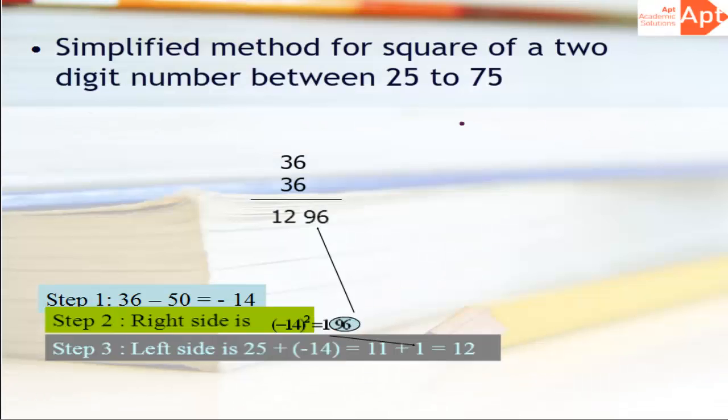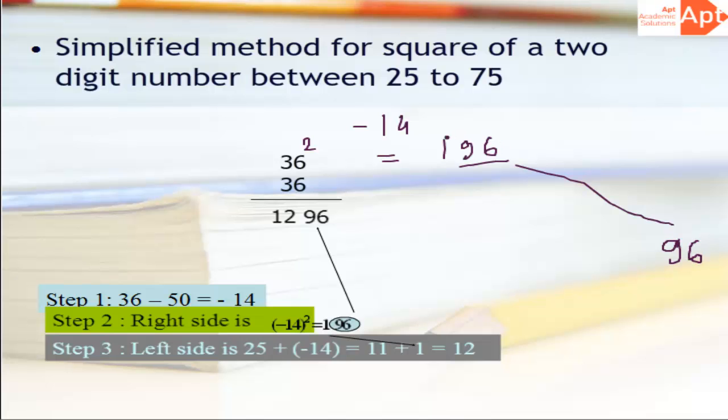Now we want to do the 36 square. Very simple. First of all, the very first step is to compare 36 with 50. So we will get minus 14. Minus 14 square is going to give you 196. So this 96 is going to be our right hand side, and 1 is going to be carried forward.